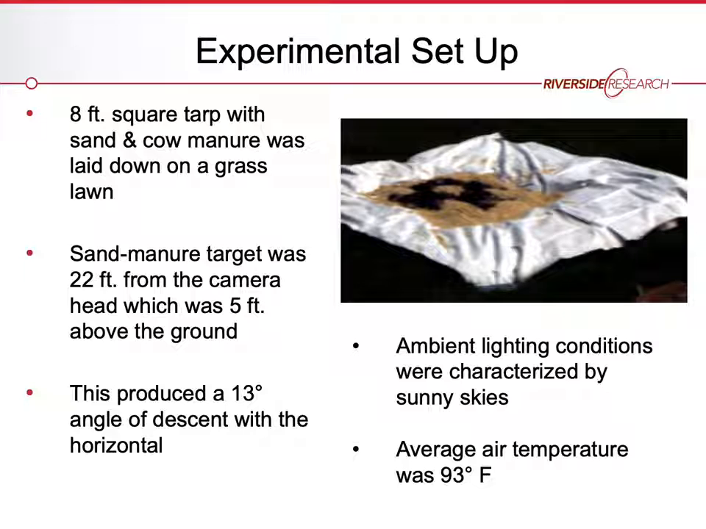The experimental setup is as follows. An 8-foot square white tarp was laid on a grass lawn and sand and cow manure was laid on top of the tarp. The sand and manure target was approximately 22 feet from the camera head, which was approximately 5 feet above the ground. This produced a 13-degree angle of descent with the horizontal. Ambient lighting conditions were sunny skies and the average air temperature was 90 degrees. It was very hot that day.